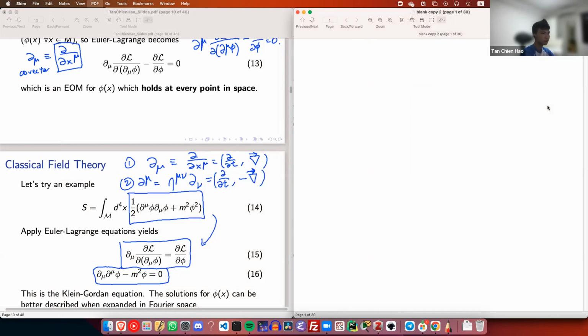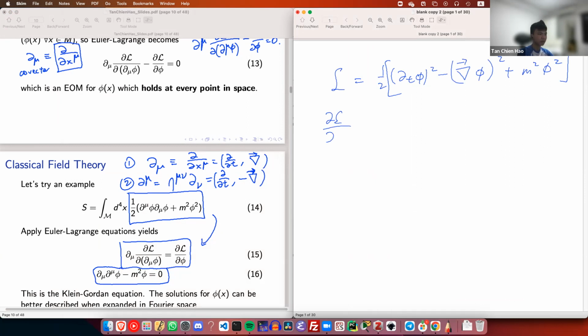Okay, sorry. So we had our Lagrangian, right? There's half partial t squared minus this squared plus m squared y squared. So our partial derivative of L with respect to this one, right? What I'm trying to evaluate now is this term over here.